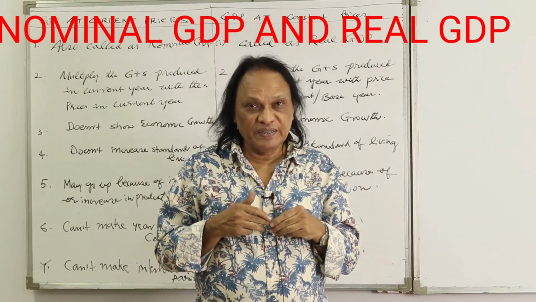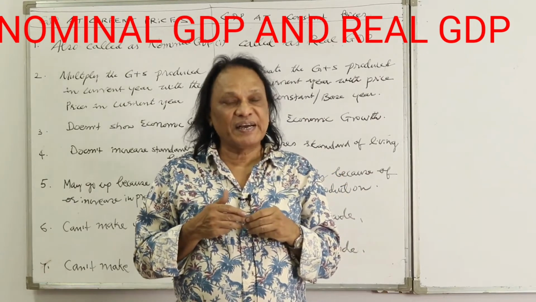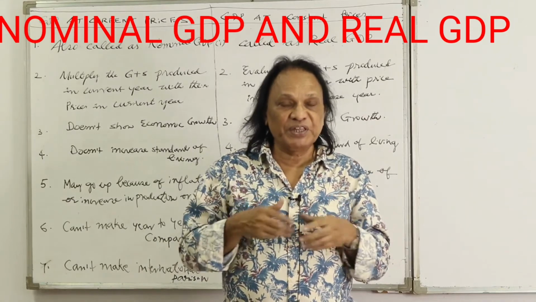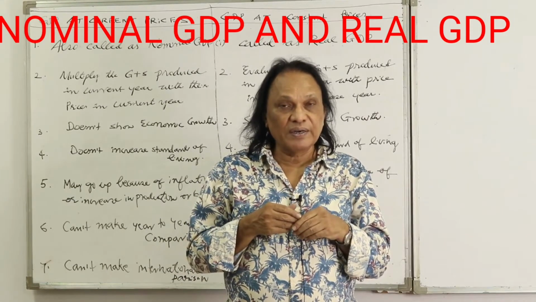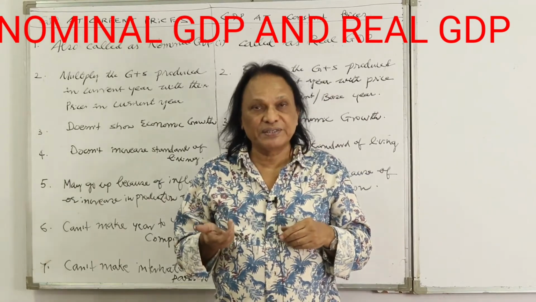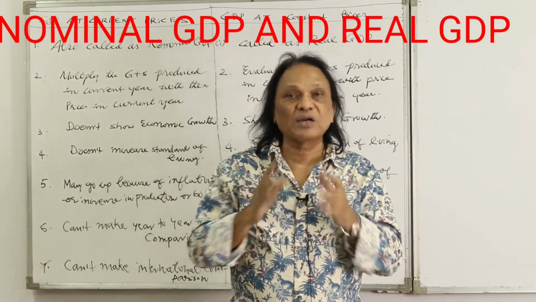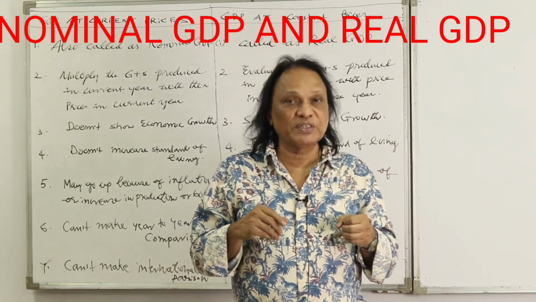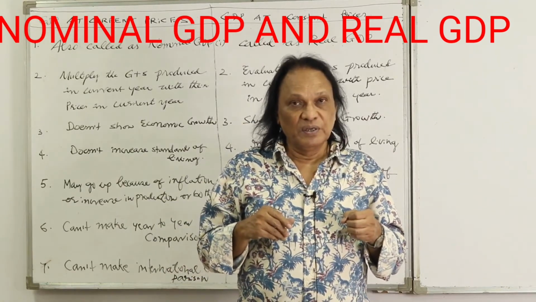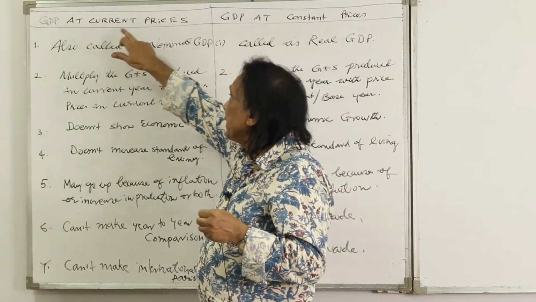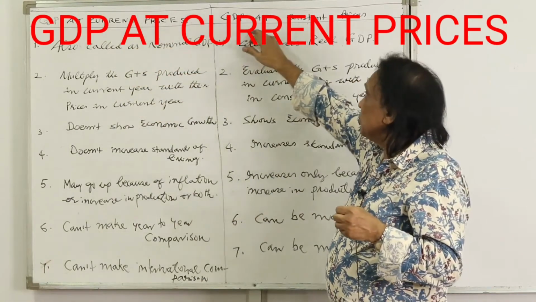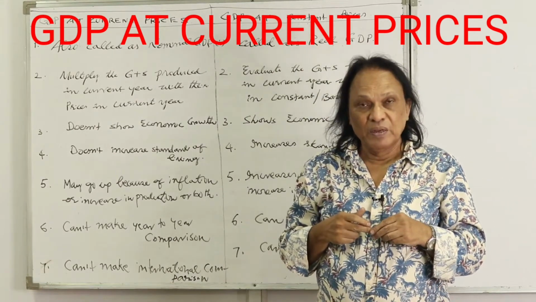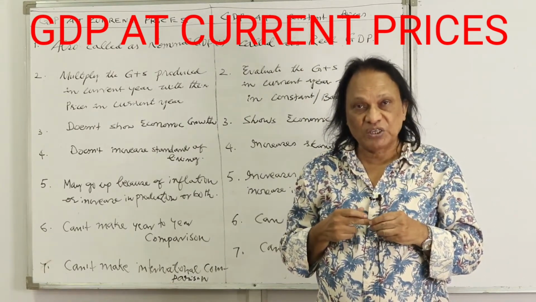Today we will be making a comparative study of nominal GDP with real GDP, or GDP at current prices and GDP at constant prices. I hope you recollect what we discussed in the last class. We discussed GDP at current prices and GDP at constant prices. This is an extension of that. You recollect what we discussed last class.